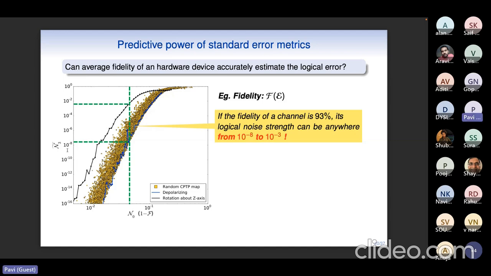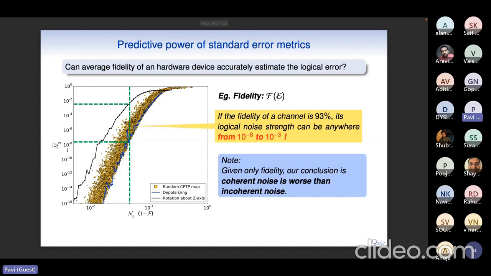Now, if I only knew fidelity, what is the best noise and what is the worst noise? It actually flips, in the sense that if you only know fidelity, you would be prepared for the worst noise to be calibration errors or unitary errors, and the best noise to be decoherence.